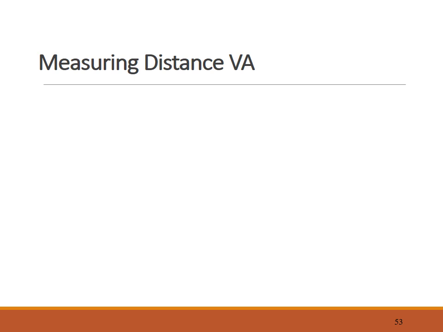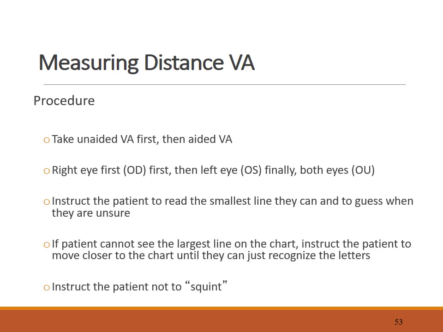Procedure for measuring distance VA. Take the unaided VA first, then followed by the aided VA. Make sure that you do the right eye first, then the left eye, finally both eyes. Instruct the patient to read the smallest line they can and to guess when they are unsure. If the patient cannot see the largest line on the chart, ask the patient to move closer to the chart until they can recognize the letters. Make sure to instruct the patient not to squint the eye.